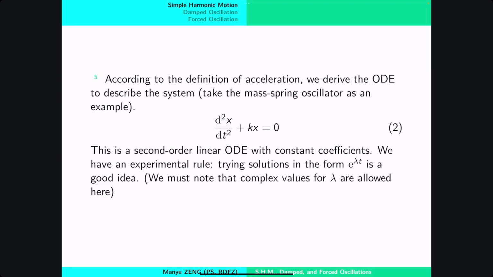So this is a good idea to try this. And we must note that complex values for lambda are allowed here. So lambda can be the square root of -1, or the square root of -1 plus 1, like these. Then we substitute this guessed solution into the ordinary differential equation.